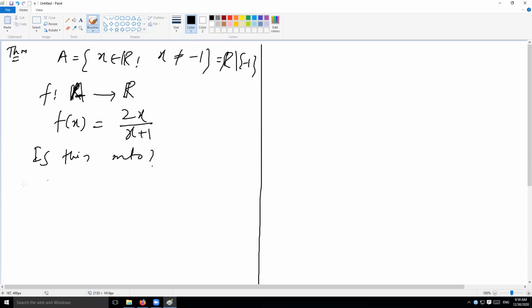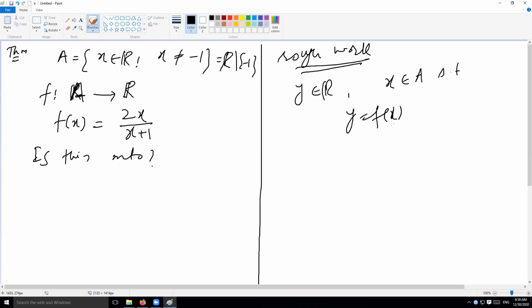Then you can do rough work. Let's do some rough work. Okay. So what we have to do, I have to pick y from R. So can I find an x from A such that y equals f of x? If I can find, for every y, an x such that y equals f of x, you know, my function is onto.